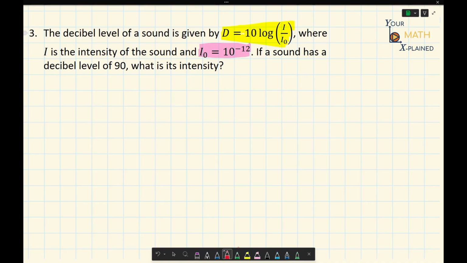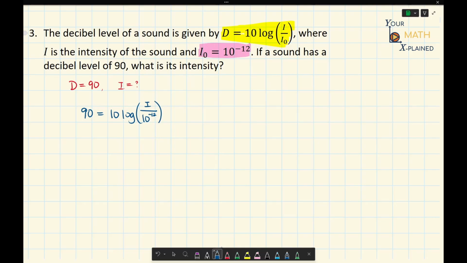Again, let's write down the values that we know. We know that D is equal to 90, and what we're solving for is the intensity. So I is the unknown that we're trying to find. To solve for it, we're going to put all the values that we know into the original equation. So we get 90 is equal to 10 times the log of I divided by I0, which is 10 to the power of negative 12.